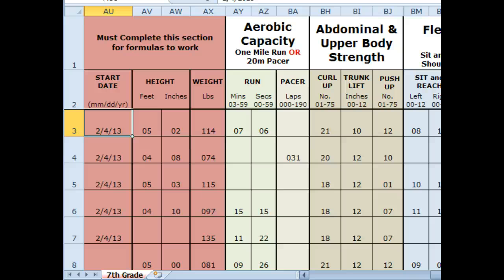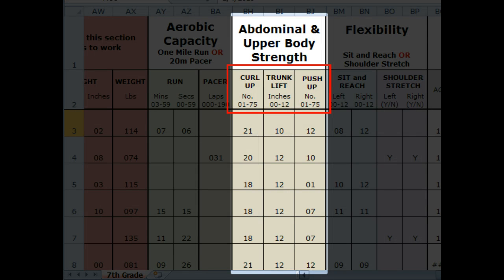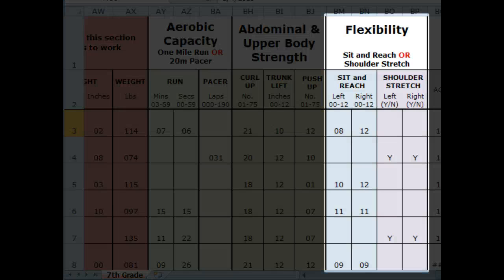Next is the abdominal and upper body strength. This area includes the curl up, the trunk lift, and push up. As mentioned in the previous section, please pay attention to the limitations shown under each category. In the flexibility area, you will enter results for either the sit and reach or the shoulder stretch. This year, the tests have been broken into two separate entry sections, and again, only one set of student results must be entered here. The drop-down list has also been removed.